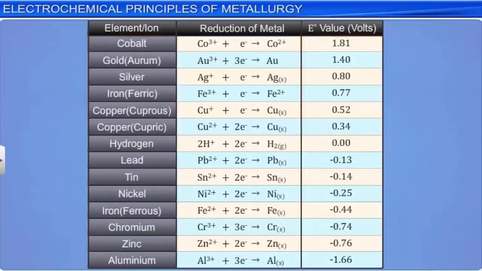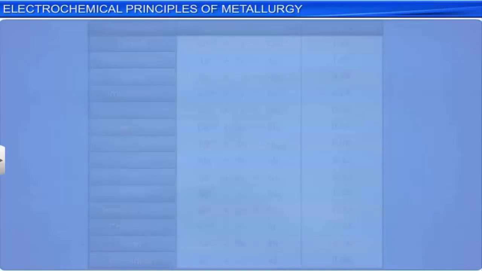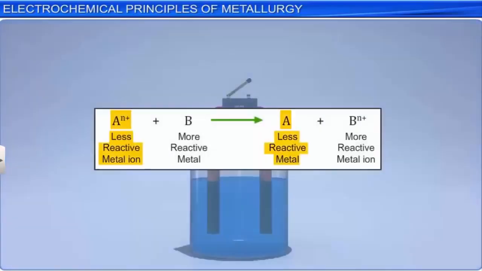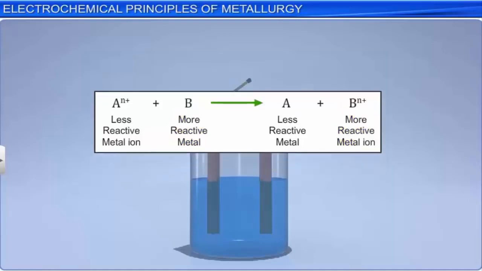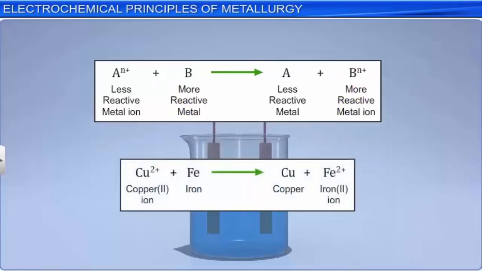If the difference between the E naught values of two metals is positive, then the value of delta G naught will be negative. Hence, the less reactive metal will come out of the solution and the more reactive metal will go into the solution. For example, the reduction of Cu+2 to copper in the presence of iron. The corresponding equation is shown here.